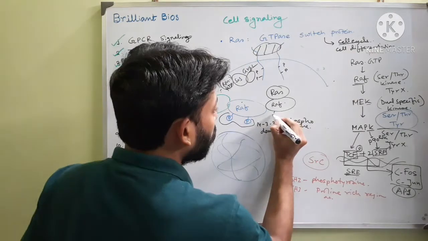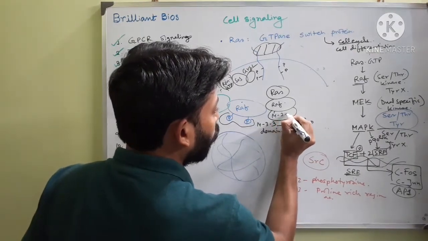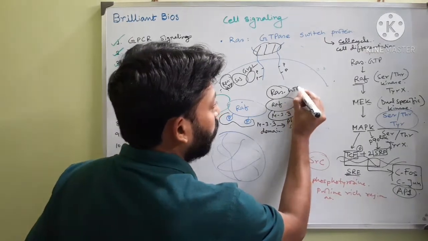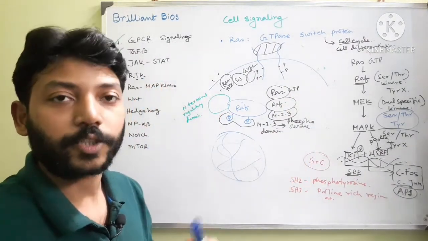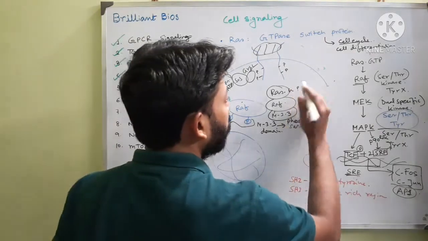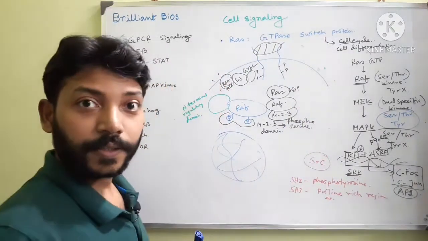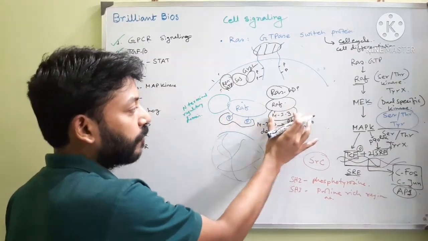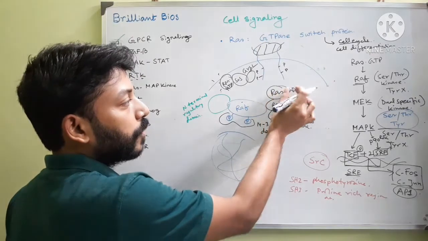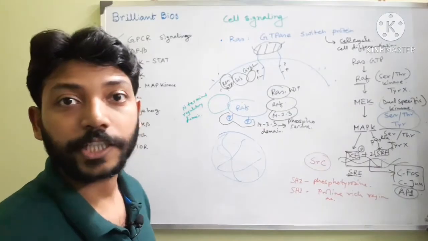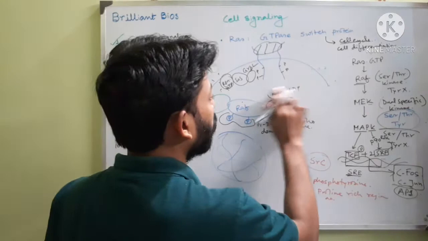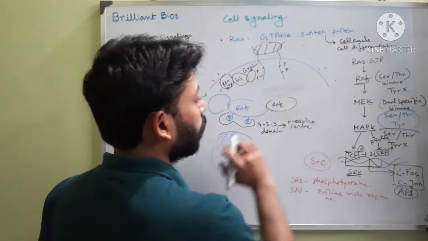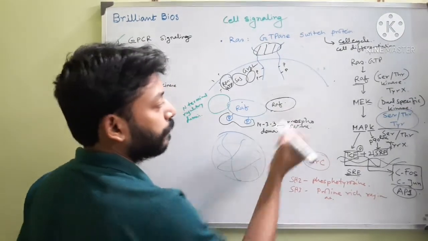Also the 14-3-3 protein is present. At first it was RAS GTP. When it associates with this complex of RAF and 14-3-3, the RAS GTP is hydrolyzed into RAS GDP, and in that situation this RAS protein no longer binds with the RAF protein, and the RAF protein also dissociates from the 14-3-3 protein, and the RAF becomes active.